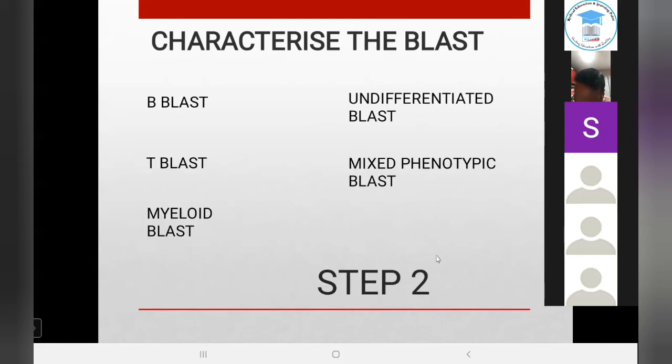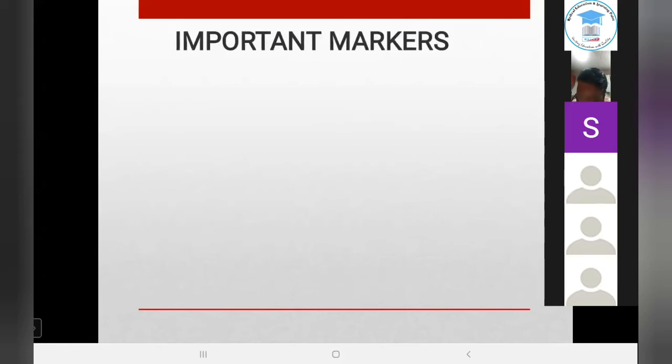So it could be B, T, myeloid, but the slide will never tell you whether it's an undifferentiated or a mixed phenotypic blast. Only flow cytometry can tell you whether it is undifferentiated or a mixed phenotypic blast. All right. Now, can somebody tell me the important markers? I'm going to be discussing very few markers which are superficial, which will help you understand. There can be a huge number of markers, and there are increasing numbers of markers every time.